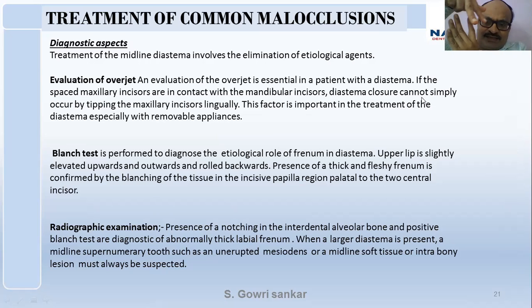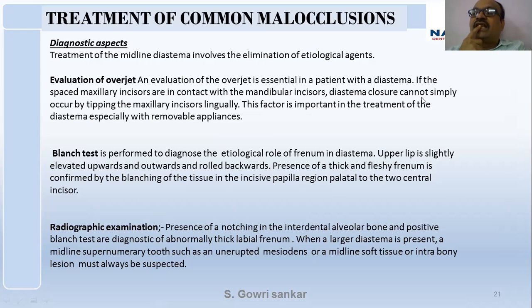As the teeth are retracted, the diastema closes. So there should be some space between the upper and lower teeth. If there is no proper overjet and the lower teeth are touching, the upper teeth cannot go back and the diastema remains like this. So there should be proper overjet between the upper and lower teeth before attempting to treat the midline diastema. And you test what is called the blanch test. You push the lip upwards like this. You can see blanching at the frenal area. It becomes white, from red to white. When it becomes blanched, it indicates that the labial frenum is the cause of midline diastema.